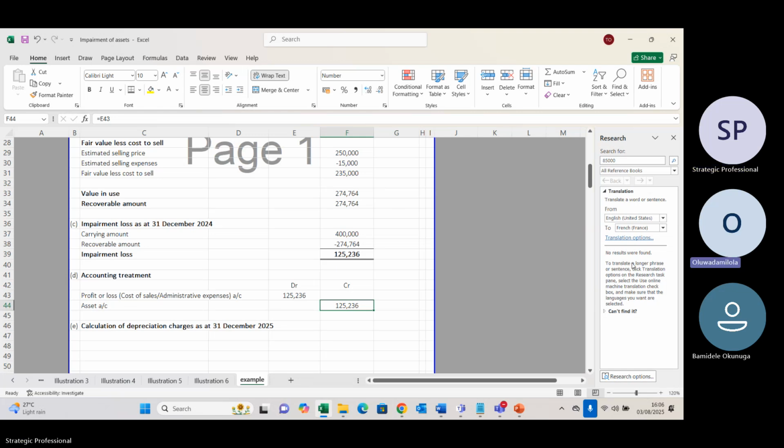Yeah, I'm trying to, but I have a stupid question. No, it's not stupid. Nothing is stupid. You can go ahead. What makes impairment different from depreciation? Oh, okay. That's actually a very good question.